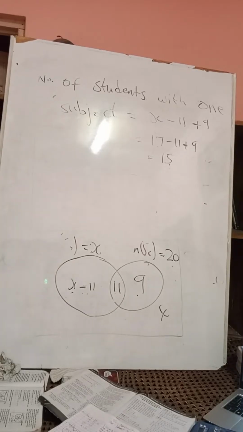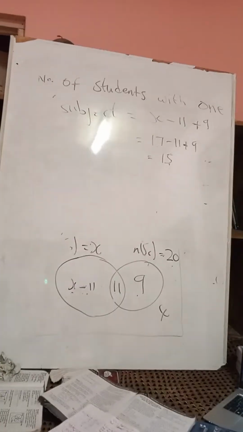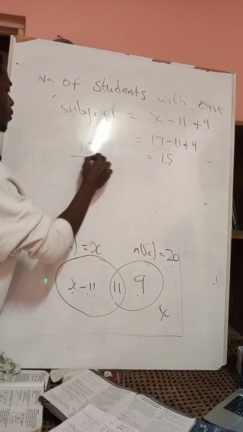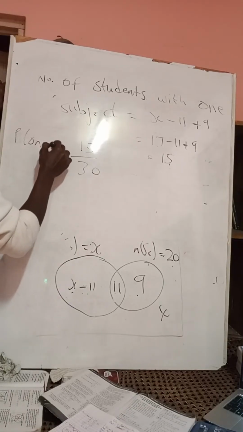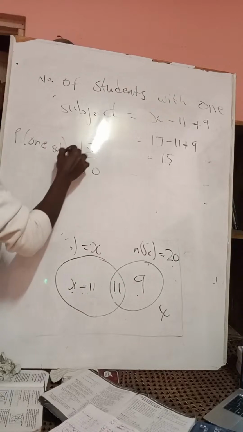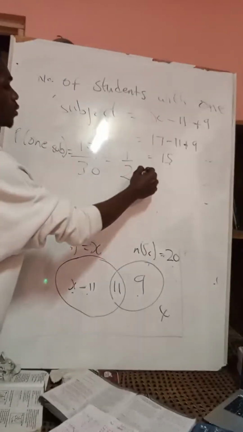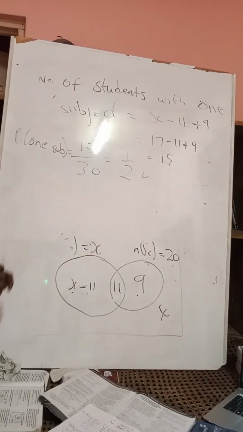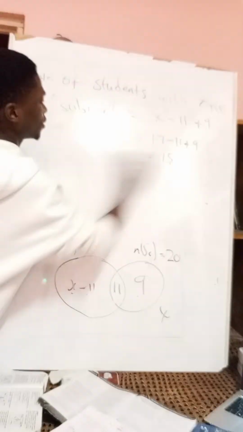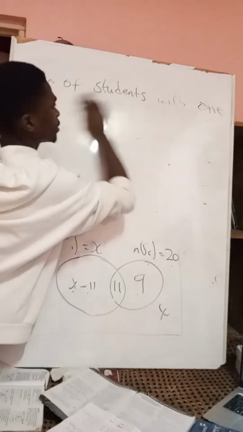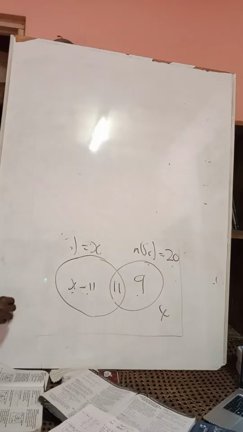And then the total number of students is 30. So the probability of students with one subject is 15 out of 30, which is equal to 1 out of 2. This is correct. That's the probability. Probability in combat is not difficult at all. You have to just understand it.